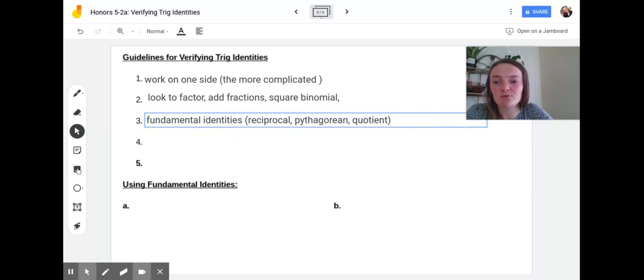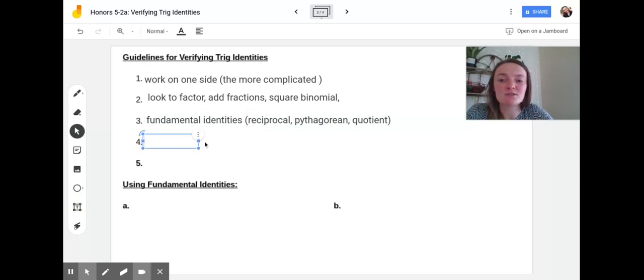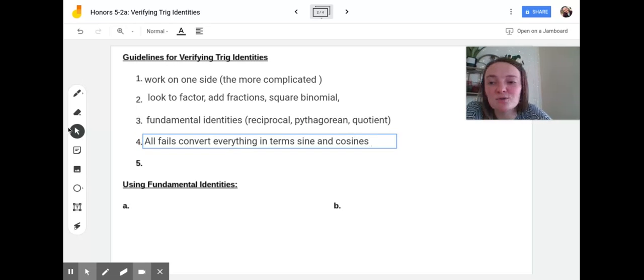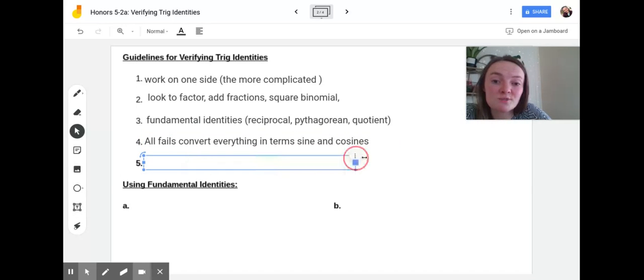Next one, number 4 of things that you could do. Basically, this is kind of what I did in the last problem: if all else fails, convert everything in terms of sine and cosine. So that's what I did in the last problem there. It's kind of like a last-ditch effort. I do it all the time, even when I don't have to, because in general, if you convert everything in terms of sine and cosine, you're usually going to come up with a solution. It might not be the fastest way, but it is a way.